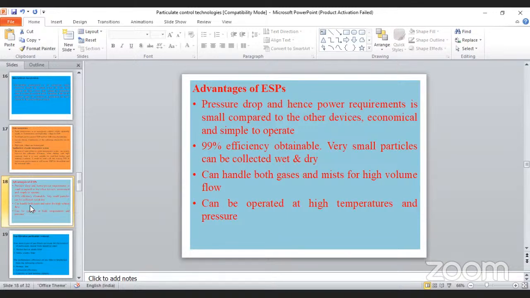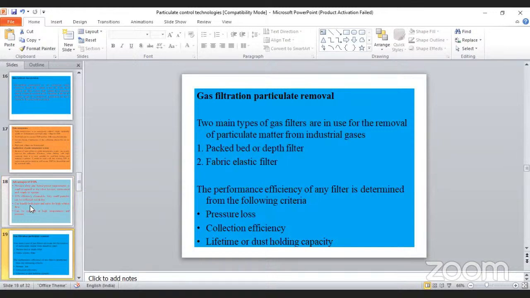The concept of this is like a vacuum cleaner, which works on the same concept, whether the particles are in wet or dry format. But there we are providing a vacuum to suck, and the remaining things are similar. And it can handle both gases and mist for high volume flow, and it can be operated at high temperature and pressure. I think if people have understood, this is one of the important questions.